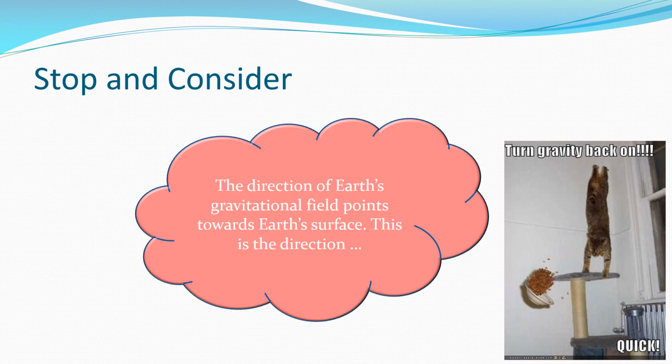Okay, let's have a look at this little image here. Ignore the cat over on the side there. The direction of the gravitational field points towards the Earth's surface. This is the direction, so how can we say this a different way?